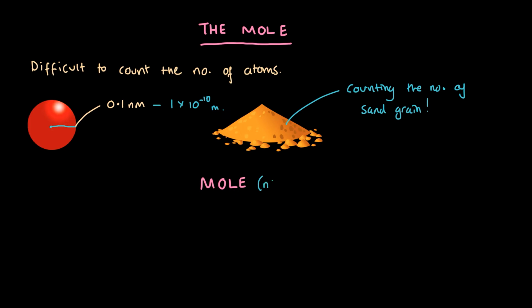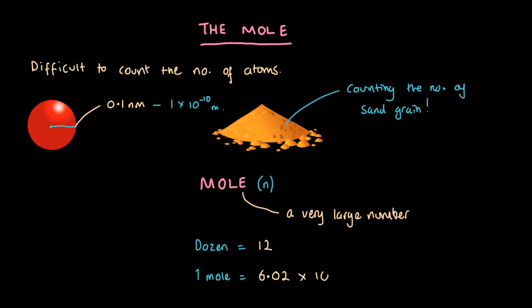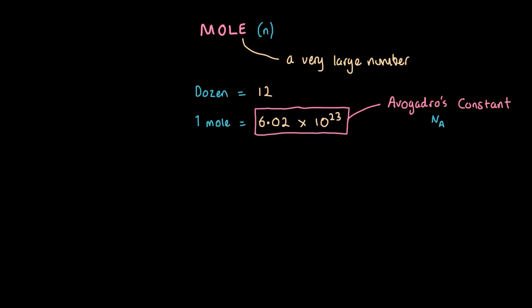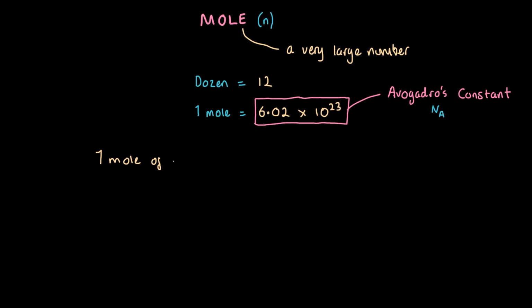A mole, often abbreviated as n, is a very large number. Just like a dozen means 12, a mole means 6.02 times 10 to the power of 23. This number is also called Avogadro's constant, and it's abbreviated as Na. So say we have 1 mole of water. That means we have 6.02 times 10 to the power of 23 molecules of water.